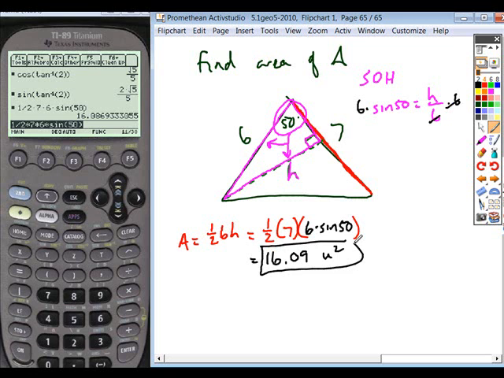Now if I had used 6 as the base, I could have still done the same thing. I would have found a different height, but the height would still have corresponded to give me the same exact area. Did everybody follow what I did there using right triangle trig to find my height? We'll see how carefully you follow.